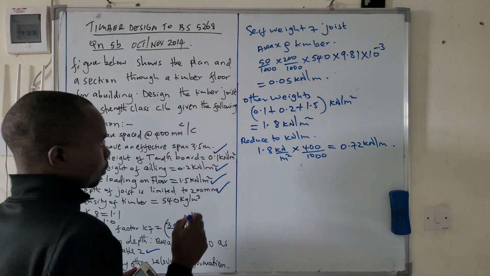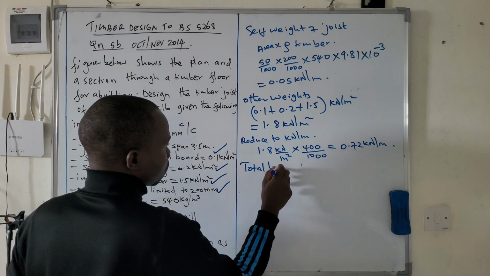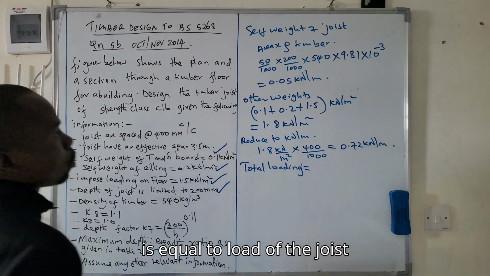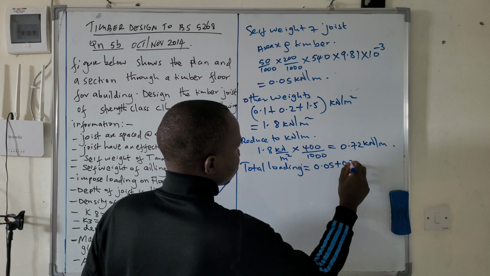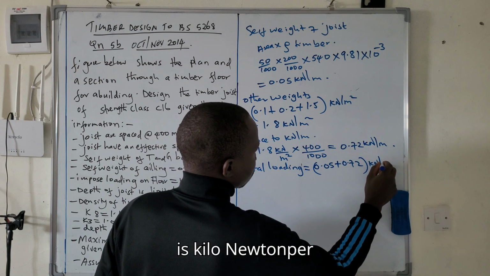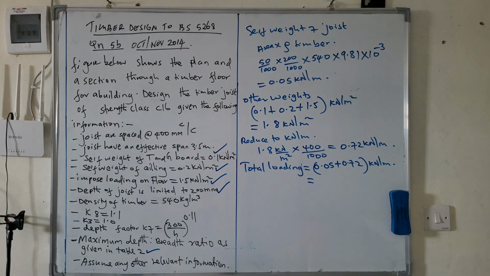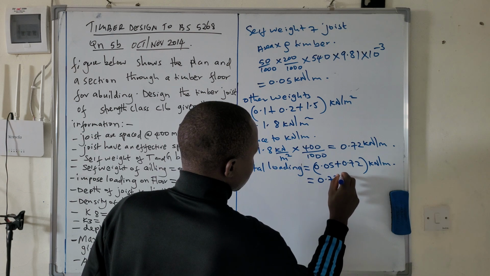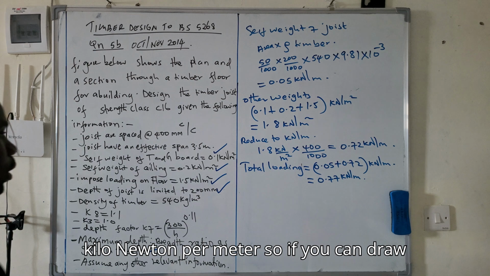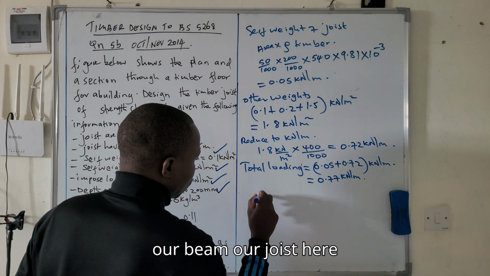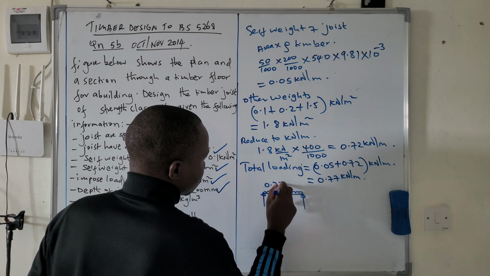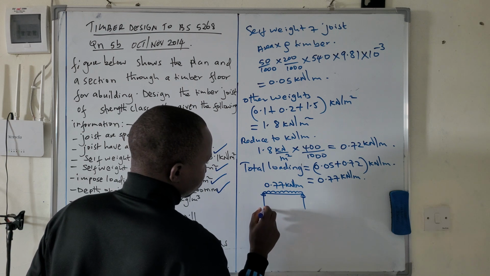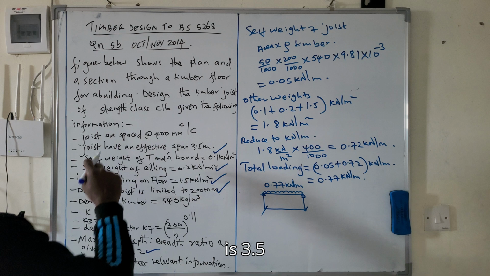kilonewton per meter. Now, total loading is equal to weight of the joist, which is 0.05 plus 0.72. This is kilonewton per meter. So you will get 0.77 kilonewton per meter. So if you can draw our beam, our joist here, so that is 0.77 kilonewton per meter, and then the effective length is 3.5.